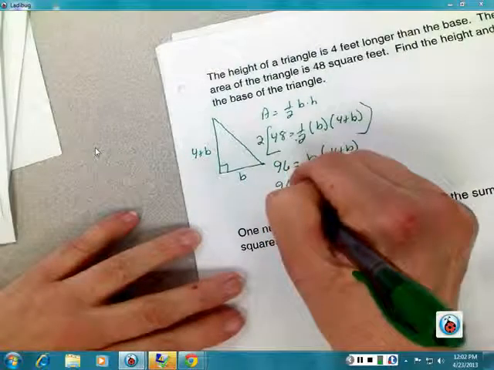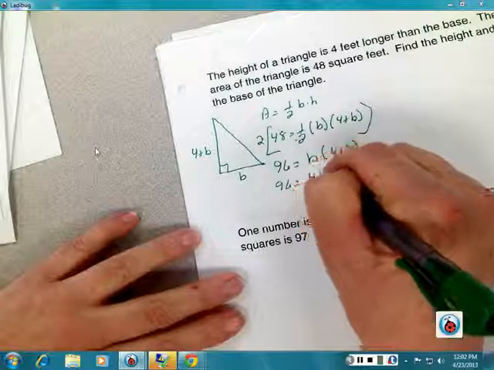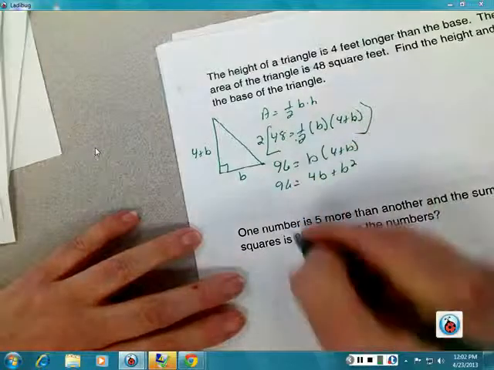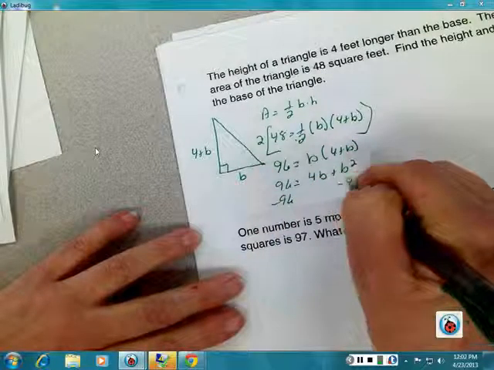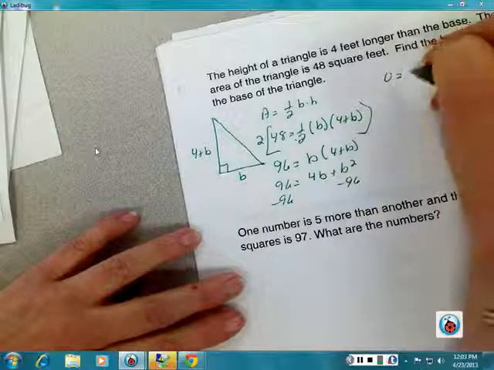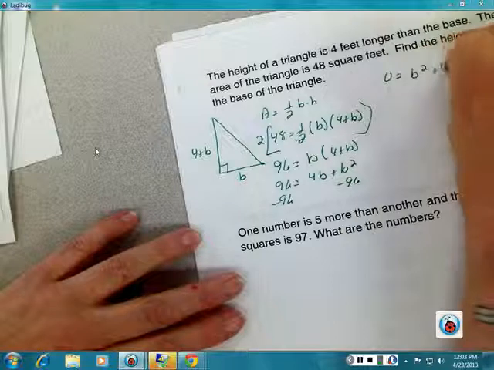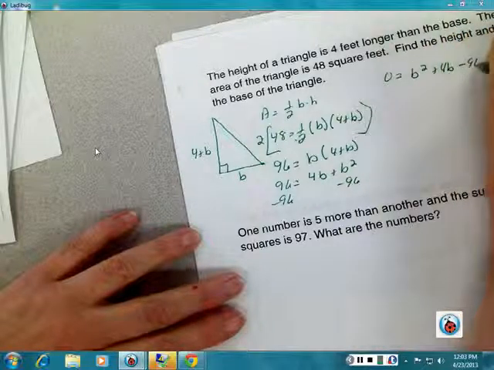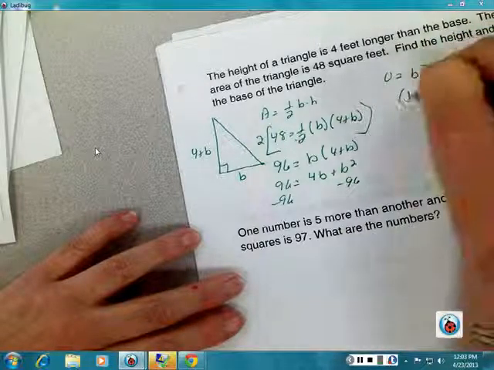So I have 96 is equal to 4B plus B squared. Move my 96 over, and I find that 0 is equal to B squared plus 4B minus 96. Factor it.